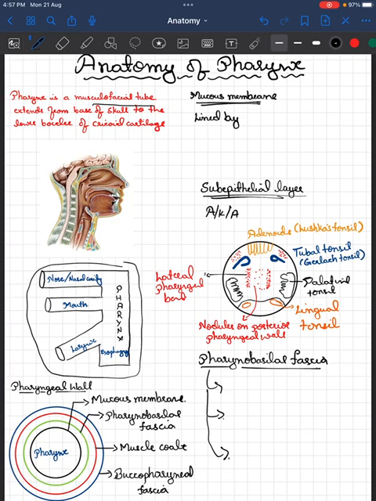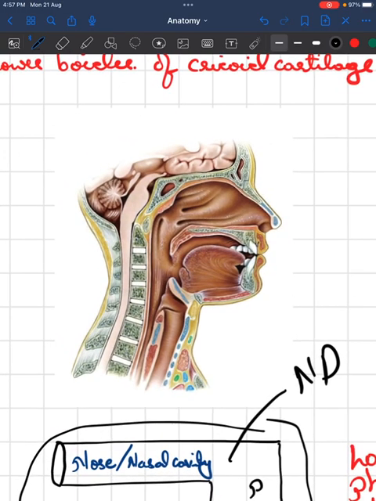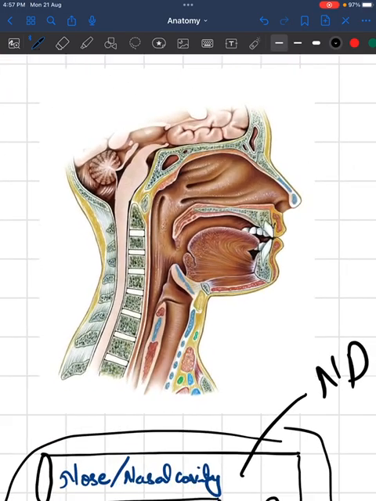as drawn in this diagram. As we can see, the space behind the nasal cavity is known as the nasopharynx. Behind the mouth is known as the oropharynx. Behind the larynx is known as the hypopharynx. In this diagram, we can see the extension of the pharynx. It extends from the base of the skull till the cricoid cartilage.